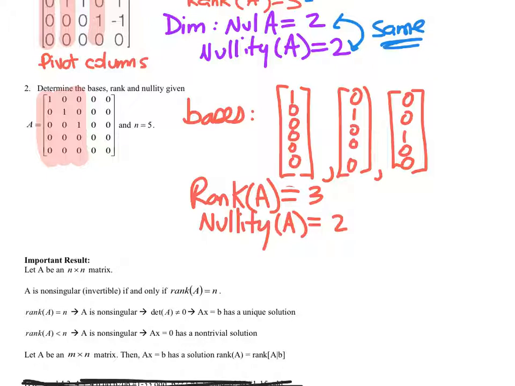If the rank is less than n, and A is non-singular, then Ax equals 0 will have a non-trivial solution. And then the final one: let A be an m by n matrix, so now it's not a square matrix anymore. Then Ax equals B has a solution if the rank of A is the same as the rank of the augmented matrix.